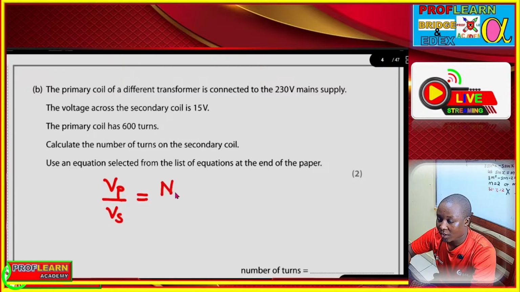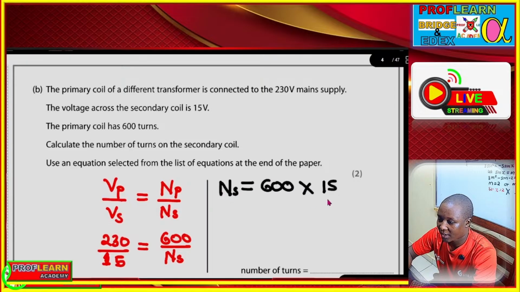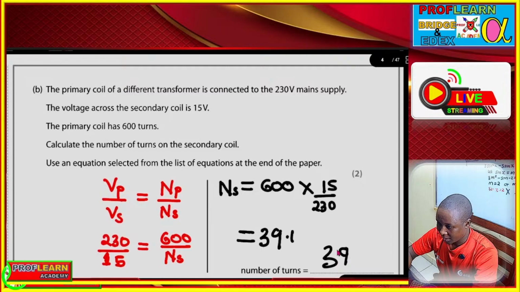So we are going to use the formula that is usually given, Vp over Vs, where voltage in the primary coil over voltage in the secondary coil equals number of turns in the primary coil over number of turns in the secondary coil. If we substitute and make the number of turns in the secondary coil the subject, we can work it out. And if we work it out, our answer becomes 39 turns.